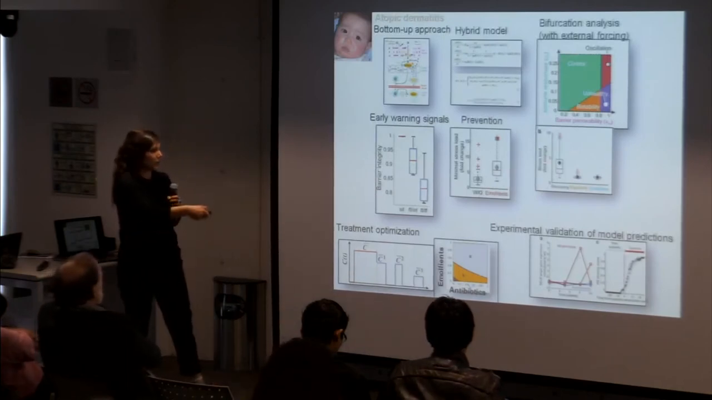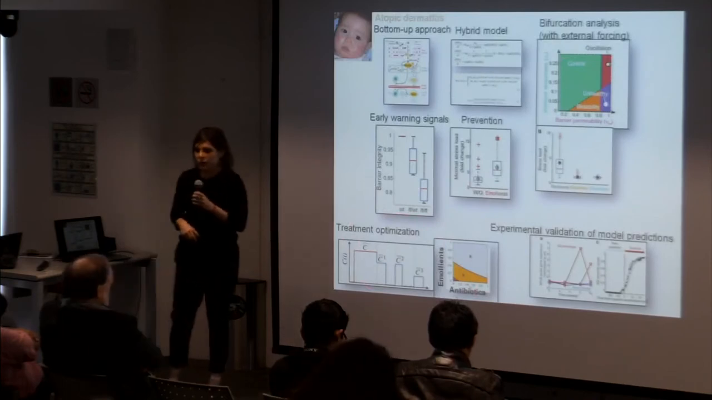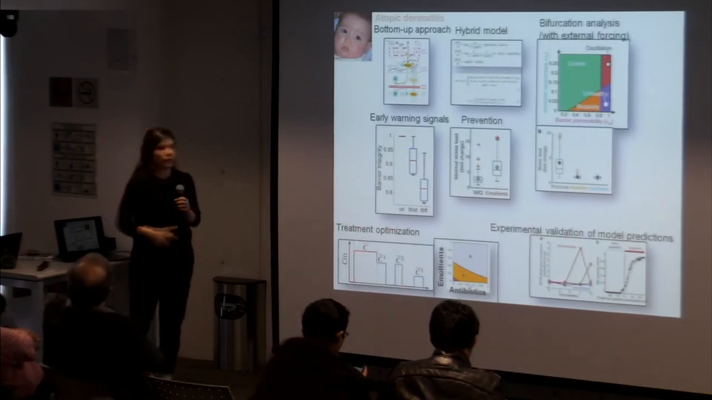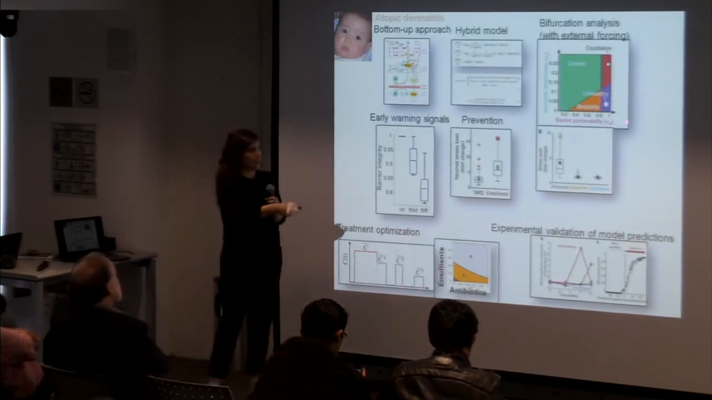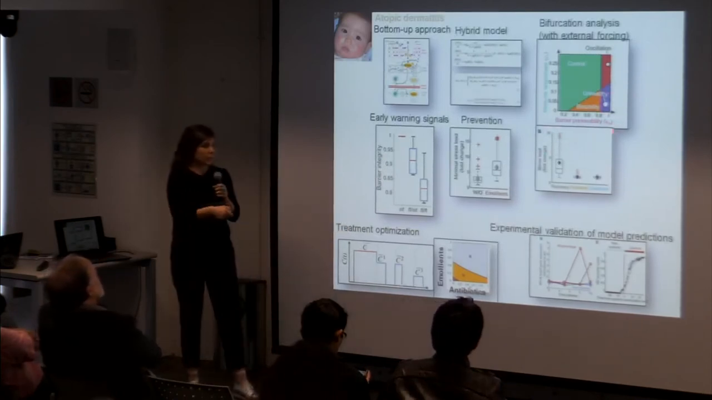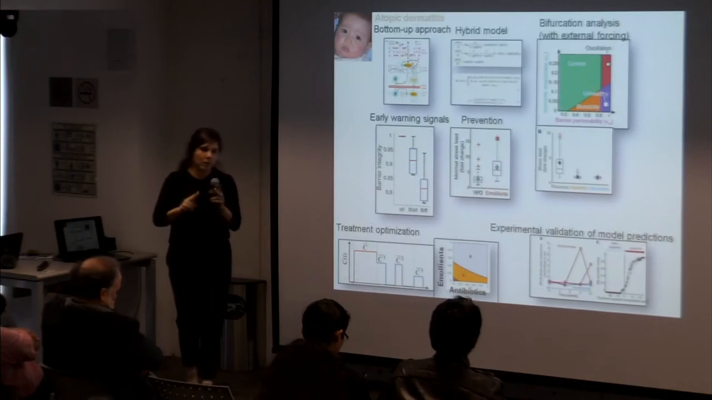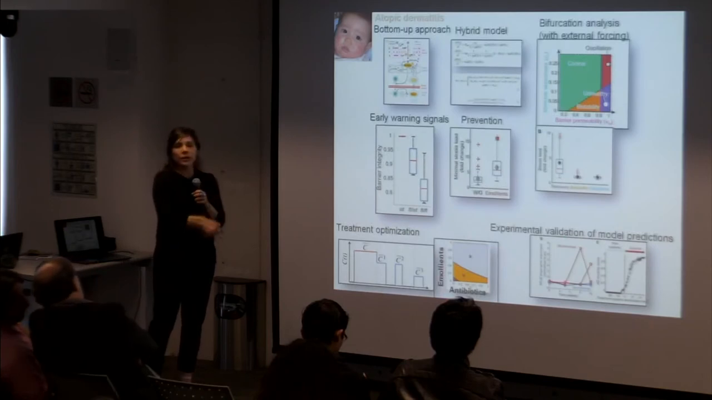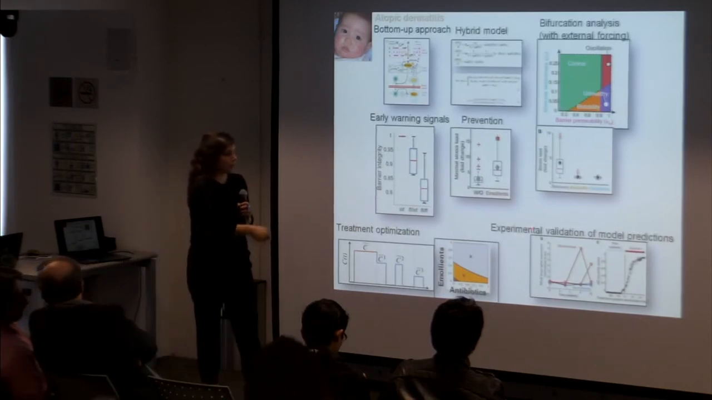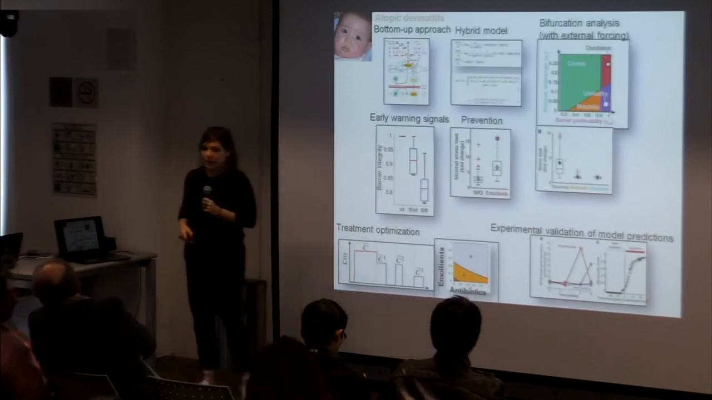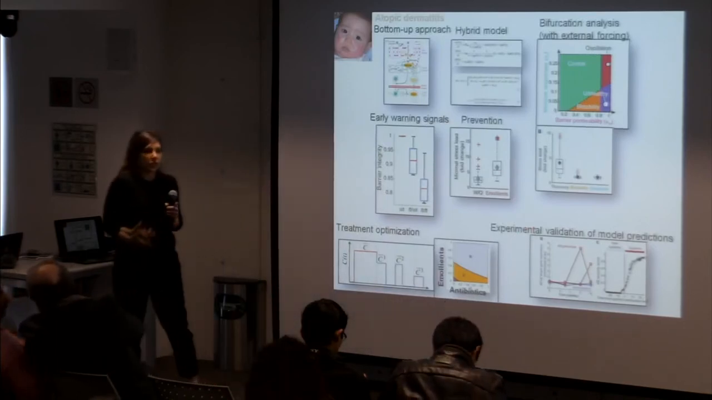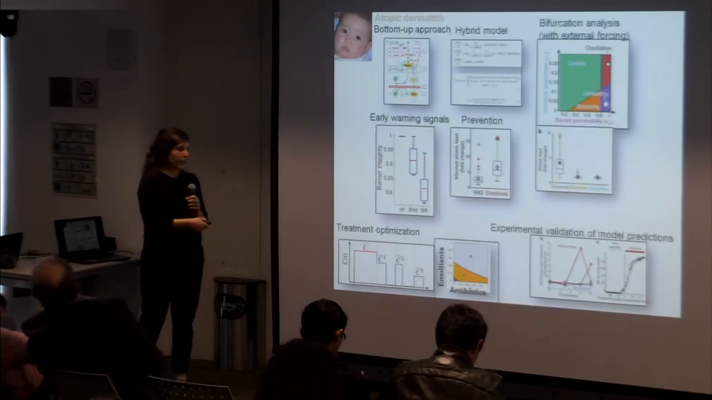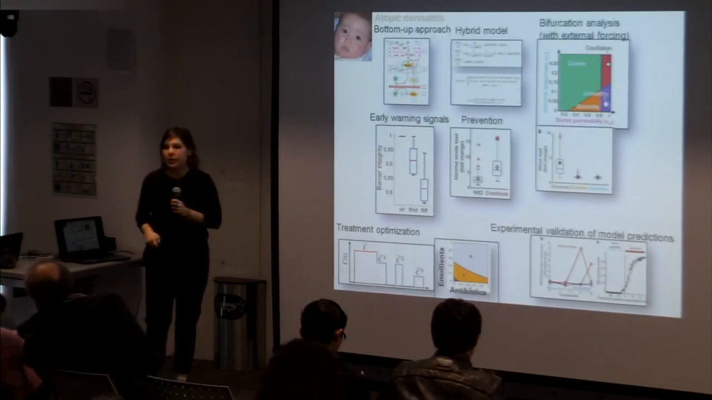Finally, we used this model to do some treatment optimization. This was done from two different approaches. One of them used optimal control theory for corticosteroid treatment of a very severe patient to try to contain them in a healthy-like phenotype, and the other used bifurcation theory. And finally, our collaborators validated our model predictions with different animal models of this disease. So this is just to highlight how such a model can be used extensively and the kind of clinical and also experimental implications it can have.